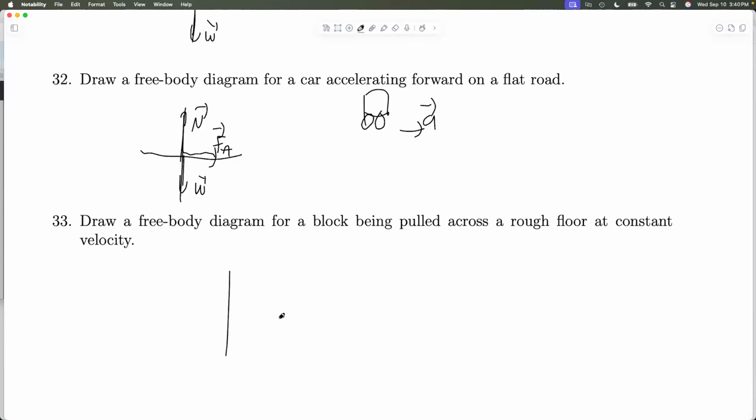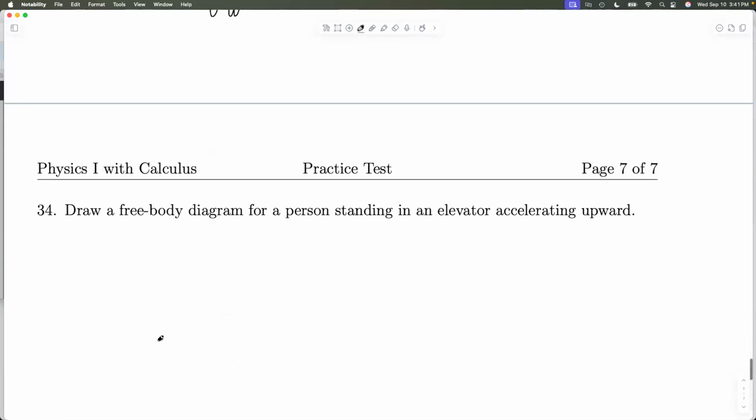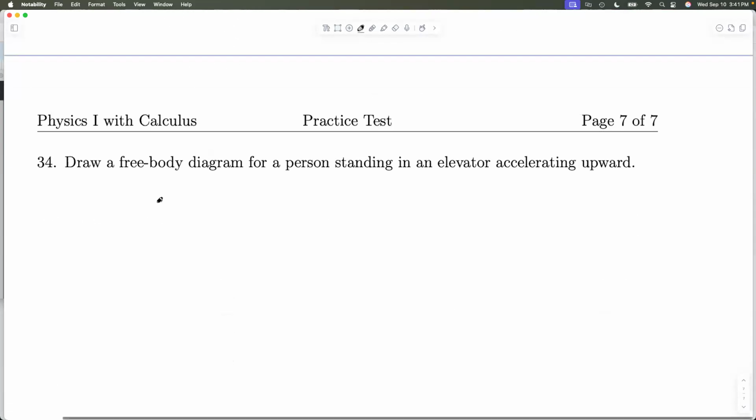Okay, now this is a rough floor. So we've got the weight of the block, and the floor pushing back up on the block. I'm assuming here that I'm pulling it to the right. They didn't tell me, but I'm going to assume that, and then friction is going to fight me. This will be some kinetic friction pointing in the opposite direction. I'm sliding it that way, friction is going to try to pull it back to the left. I'm going to win.